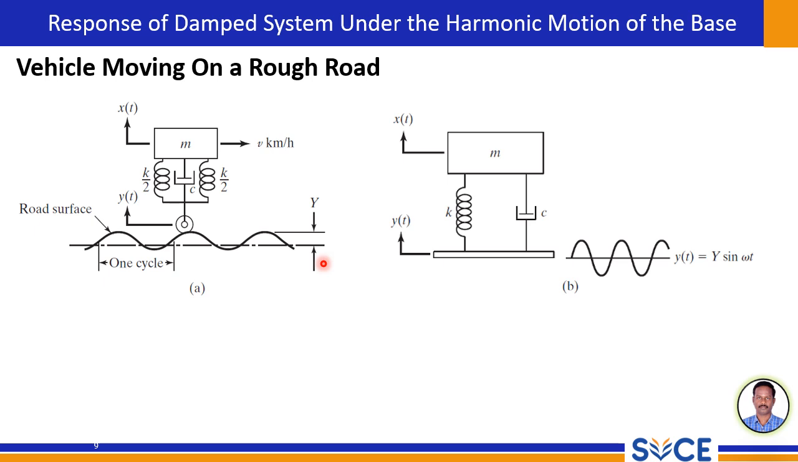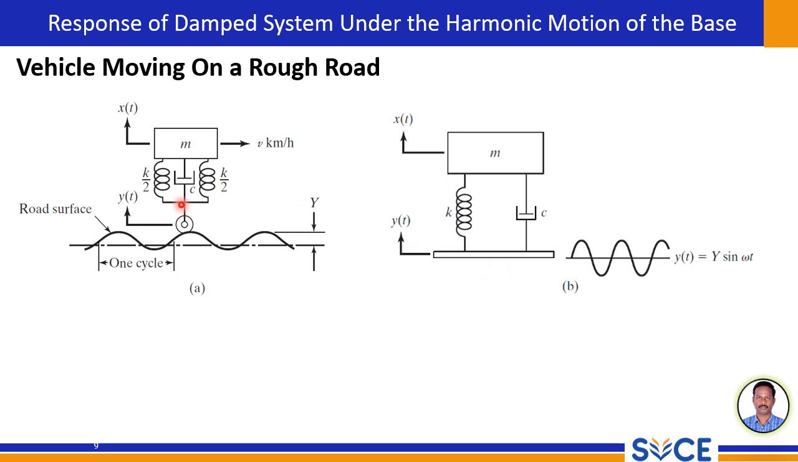X of t represents the vertical displacement of the vehicle mass m. Y of t represents the vertical displacement of the road surface. The difference between these displacements is what determines the forces acting on the suspension system. Now, let's look at diagram B. This is a simplified representation of the system focusing on the essential elements for our analysis.